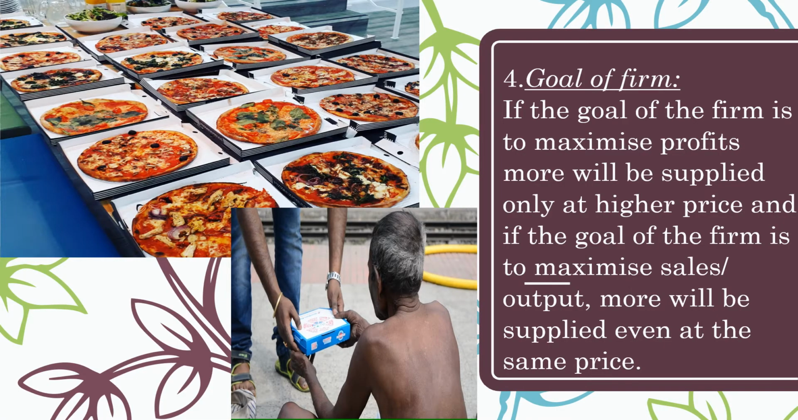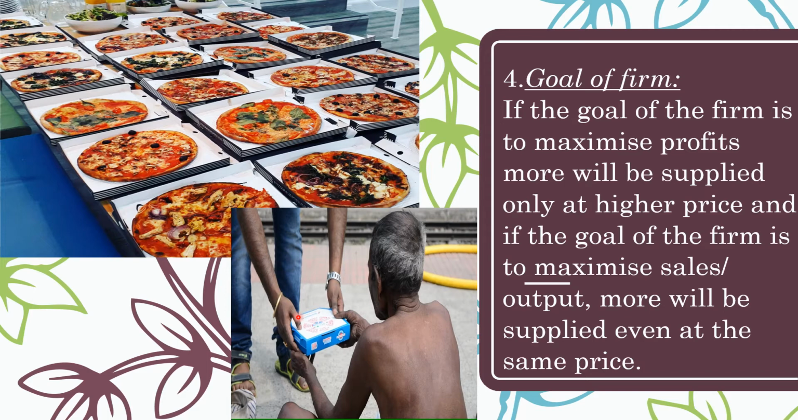The fourth factor affecting supply is goal of the firm. If the goal of the firm is to maximize profits, more will be supplied only at higher price. And if the goal of the firm is to maximize sales or output, more will be supplied even at the same price. We know that there is yet another goal, and that is the goal of social welfare. You see here illustrated in the picture, the firm is acting out of charity in a charitable manner.